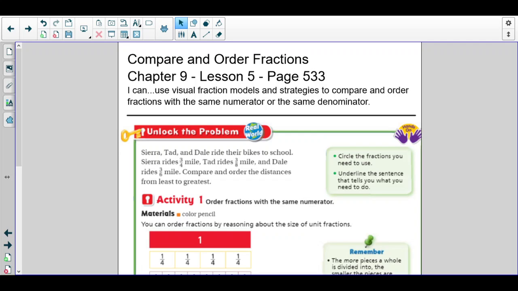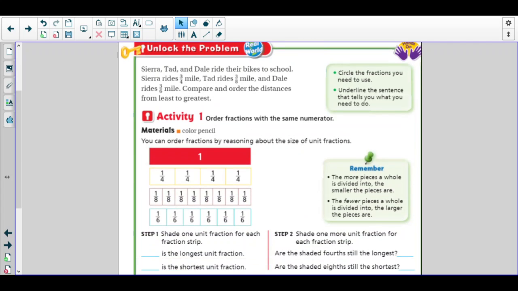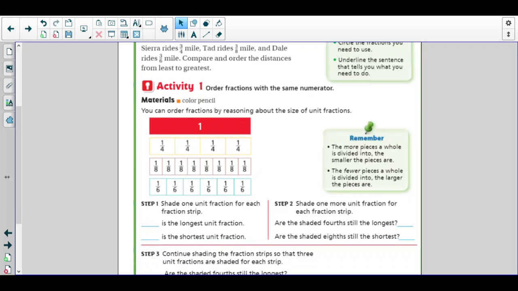And so I can use visual fraction models and strategies to compare and order fractions with the same numerator or the same denominator. All right, so we're going to use some of these strategies that we have learned in previous examples and see if we can't put more than a couple of fractions in order from least to greatest.